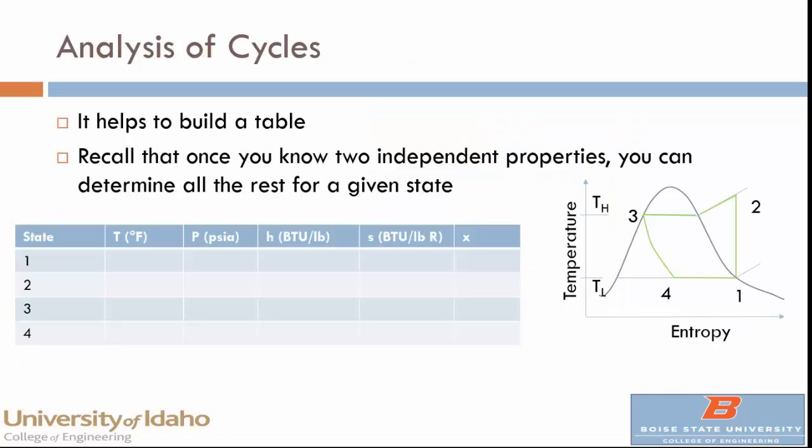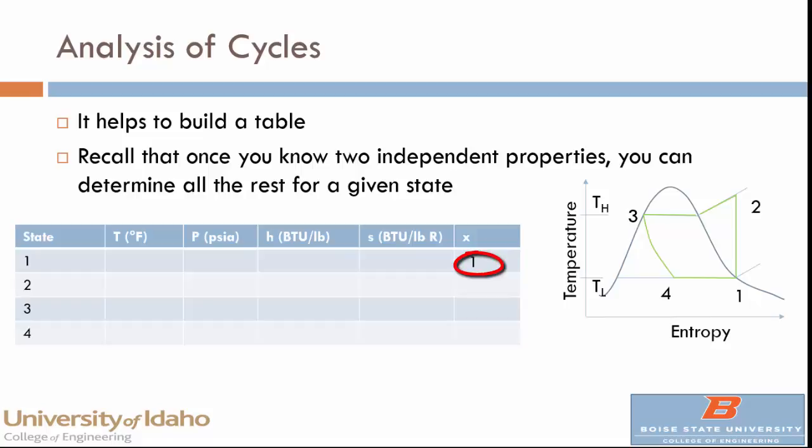So in the analysis of cycles, it helps to build a table. And it also helps to have the TS or PH diagram in front of you, some representation of how the cycle moves around. For example, we can look at this and say, hey, the inlet of the compressor, state 1, is at saturated vapor. We've made that assumption. We'll release that assumption in a bit, but right now we're saying it's saturated vapor, which means we know its quality, and we have the quality of 1 in state 1.